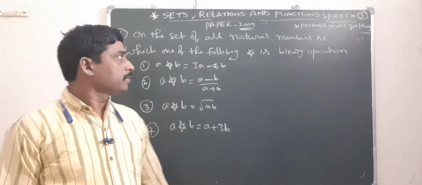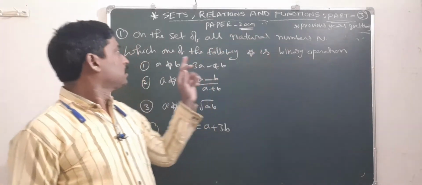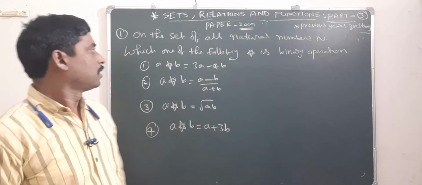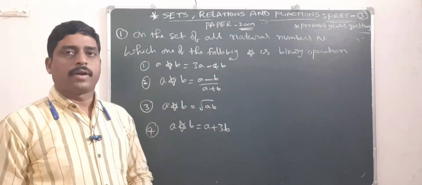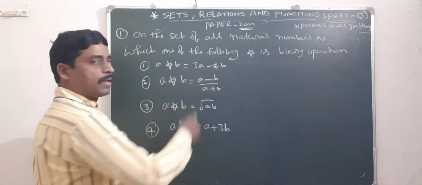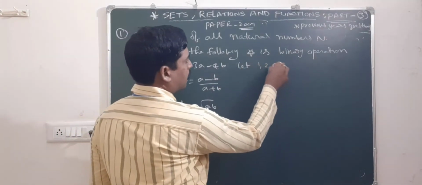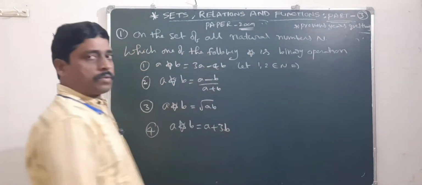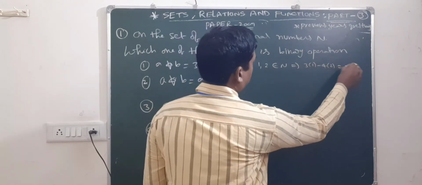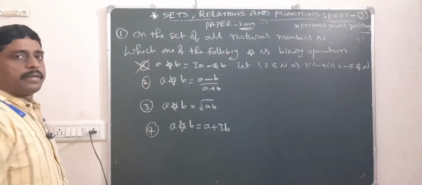So let us go to the next problem. Question number 1 in 2009. On the set of all natural numbers N, star is a binary operation. Which one of the following is a binary operation? So what is given? Star is defined on natural numbers. So let us take an example. Option 1, a star b is equal to 3a minus 4b. Let us take 1 comma 2 belongs to N. Substituting 1 and 2 in 3a minus 4b, 3 into 1 minus 4 into 2, this will be minus 5. Minus 5 does not belong to N. This is not a binary operation.